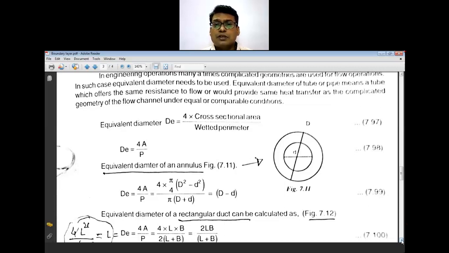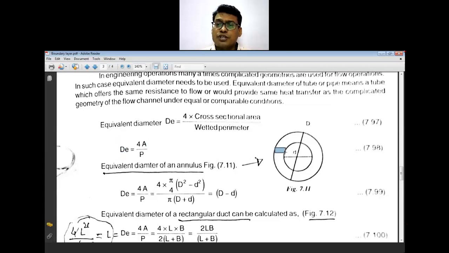For that purpose, we have one formula to calculate the equivalent diameter, which is equal to 4 into cross-sectional area upon the weighted perimeter. So this is the equivalent diameter that is defined. Now the equivalent diameter for the annulus section. Annulus section is what? There are two pipes. One pipe is inside and above that there is another pipe. So what will be the diameter for this section?